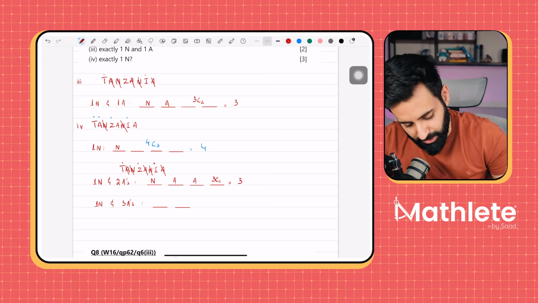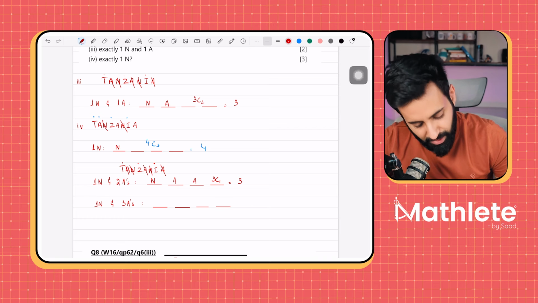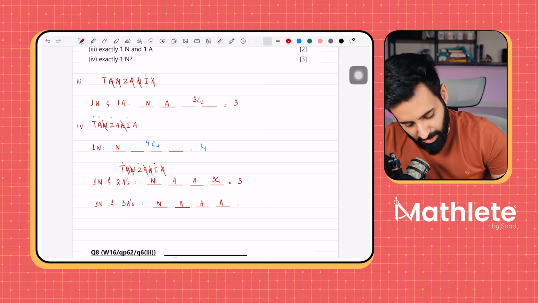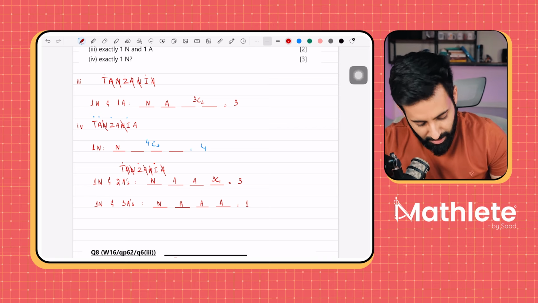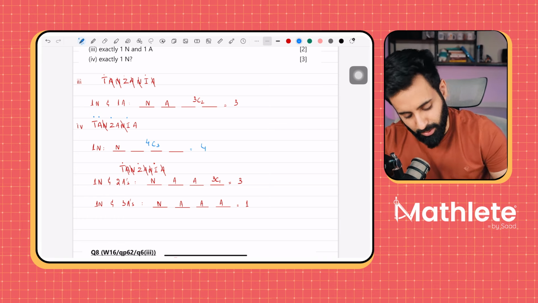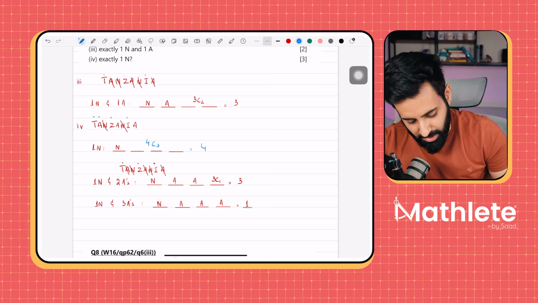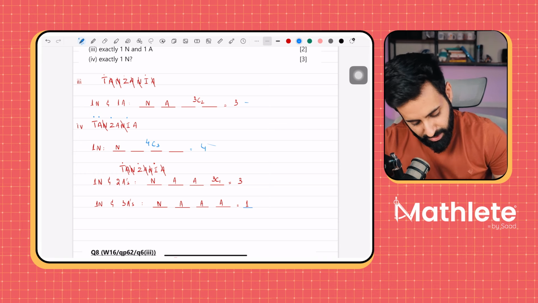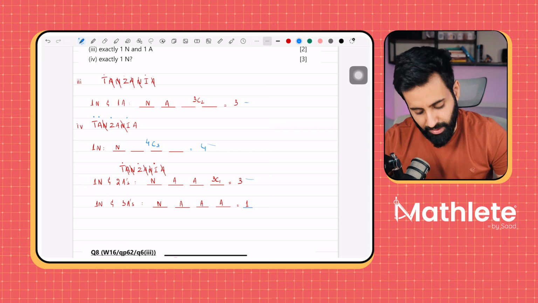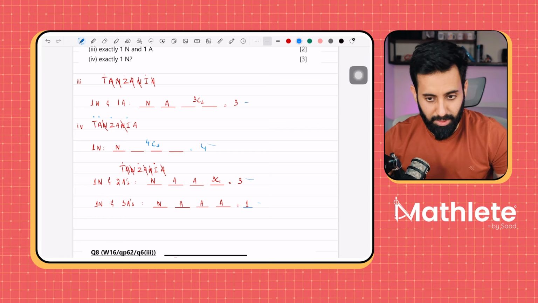Of course that's possible. There is no condition which says that you can't have 3 A's. So that's going to be N, A, A, A. That's it. Job done. So how many ways can you do that? Just the one way. And now we're going to find the total by adding all these values. So 3 plus 4, which is 7, 7 plus 3, which is equal to 10, and 10 plus 1, which is equal to 11.